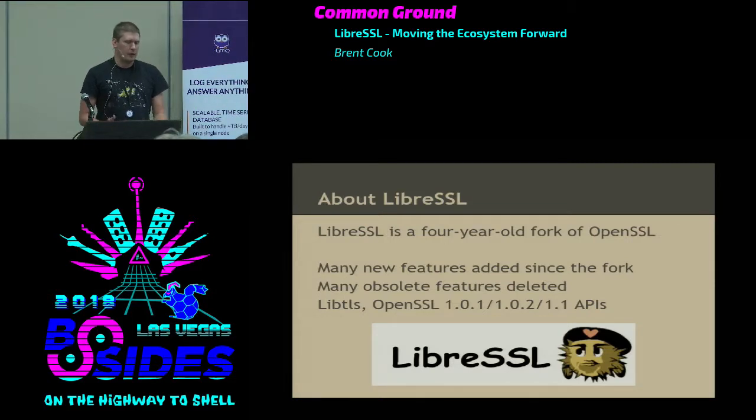We have an API we call libTLS, which is a simplified API that makes it a lot easier for software developers to not shoot themselves in the foot when they're writing secure software. One of the other neat things about LibreSSL, and this is something we've evolved over time, is that it has full software compatibility with OpenSSL 1.0.1, 1.0.2, and 1.1. So you can write software for any of those APIs, and they all work with LibreSSL directly.